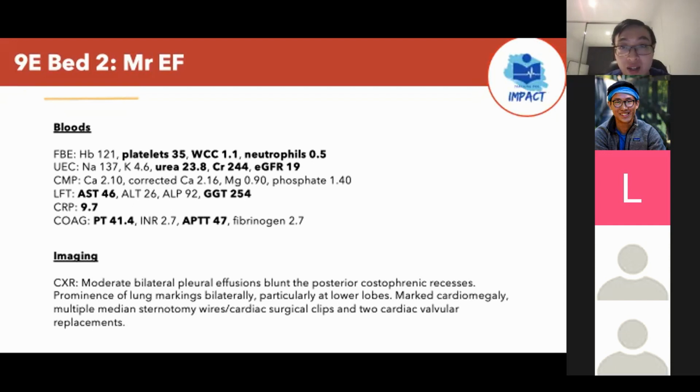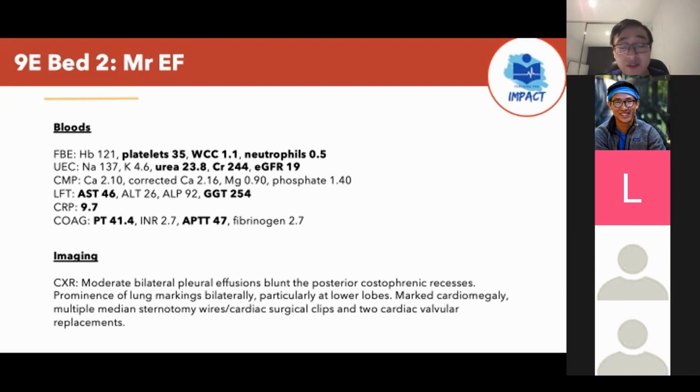So the other things to note, renal impairment. I had an eGFR of 19 with a creatinine of 244. CRP is not that elevated. And yeah, prolonged PT, prolonged APTT.